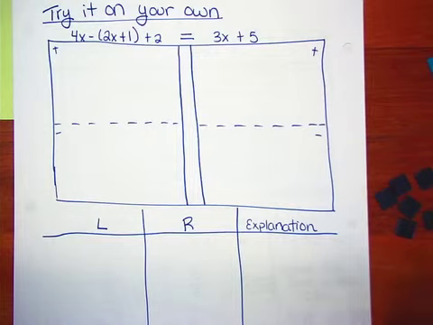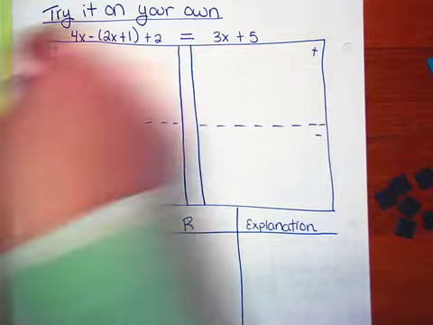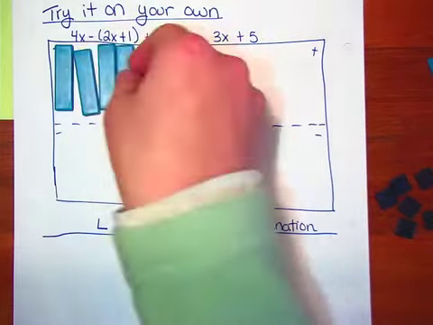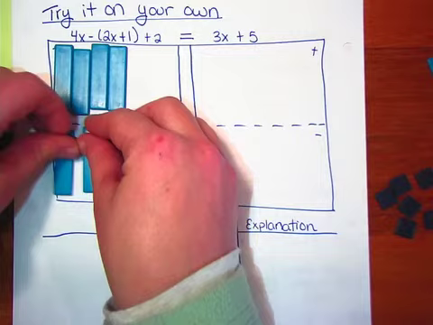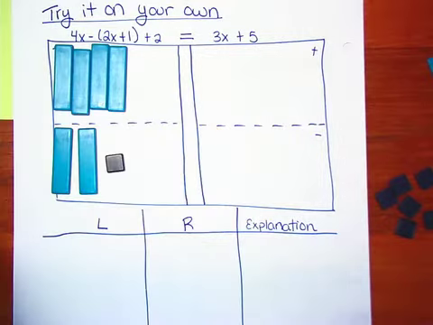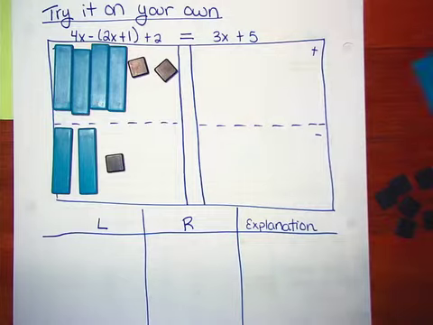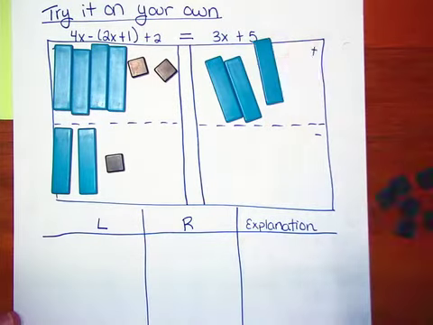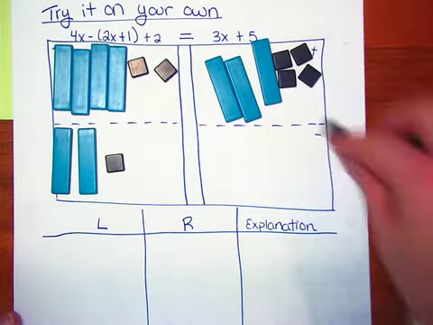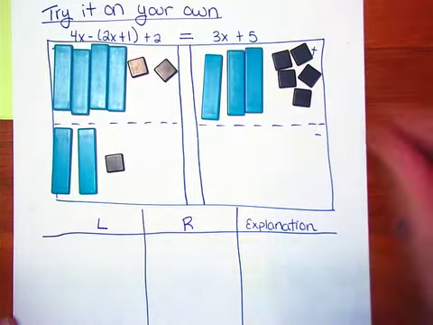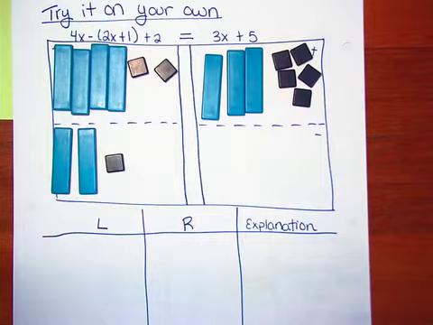Okay, first we're going to build it. 4x minus the group 2x plus 1 plus 2. On the right we have 3x plus 5. Okay, so let's take a peek. Let's first record our original problem.